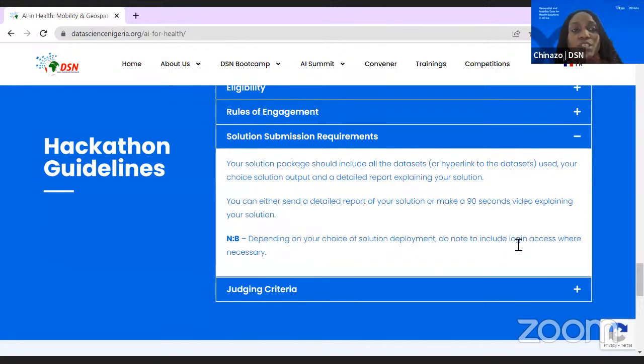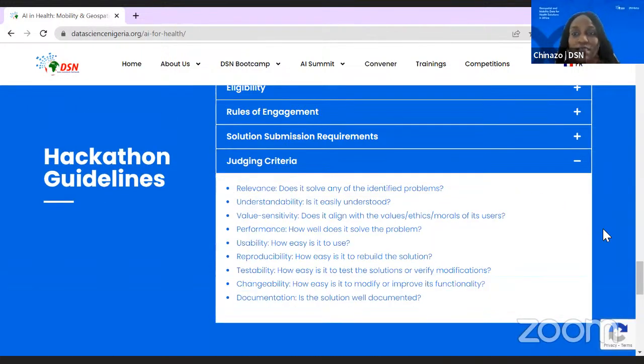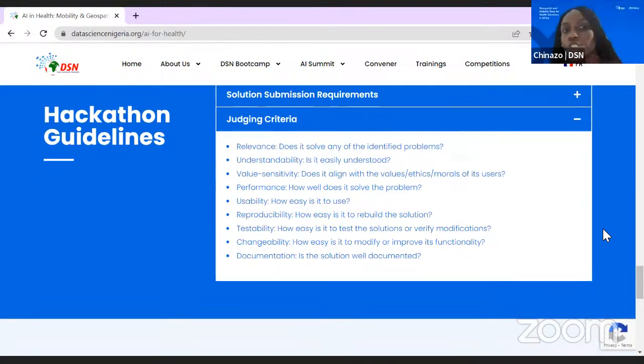Depending on your choice of solution deployment, do note to include login access where necessary. If you've built something with a security code, please include that so that when it's being reviewed, we can assess what you've built. Please remember that. And for the judging criteria, these are the criteria that the judges will be looking at to rank or review your solution.